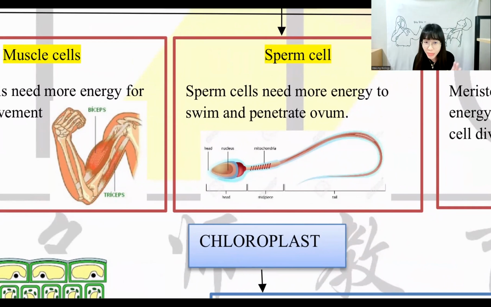Without having energy, the sperm cannot swim. When the sperm cannot swim, it means that you're not going to have babies, right? That's why sperm cell requires a lot of energy to swim. Ovum cannot move because ovum has no tail. So ovum cannot move, only sperm can move. This is how fertilization occurs, by having a lot of mitochondria in the sperm cell.